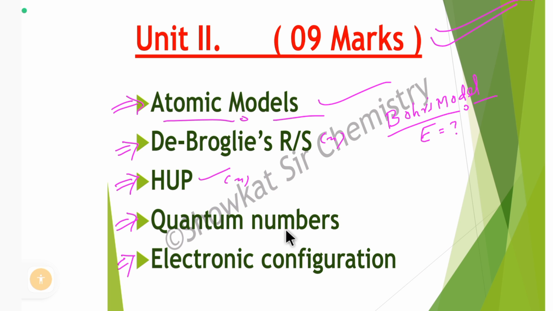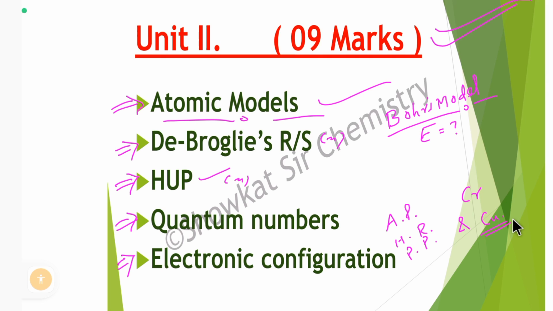Next is electronic configuration. Here the various rules, like we are having the Aufbau principle, right? We are having the Hund's rule. We are having the Pauli's exclusion principle, right? So you should be able to write the exceptional electronic configuration of chromium and copper. That's very important. That's actually the stability of half-filled and fully filled electronic configuration.